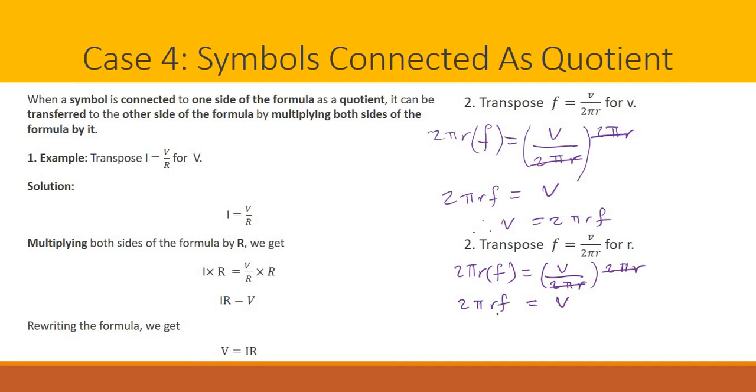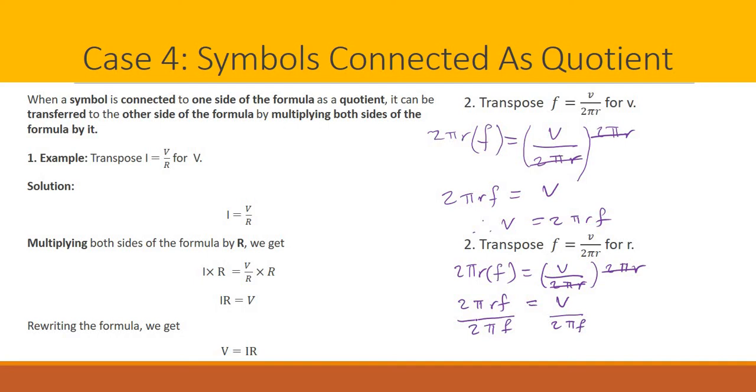Now remember, what do we want to be the subject? We want R to be the subject. So at this time, we're going to look at what is happening to the R. This R is being multiplied by 2 pi F. If we want to transpose 2 pi F to the other side of the formula, we do the opposite of multiplying by 2 pi F, which is to divide both sides by 2 pi F. And whatever we do to one side, we have to do to both sides. We have to divide this side by 2 pi F as well.